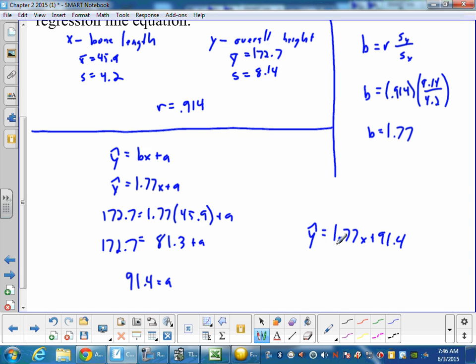Now I told you before that we always want to label our x and our y. So here our x is bone length. I guess I already did it up there, so you only have to do it one point in the problem. But y hat is our predicted height.